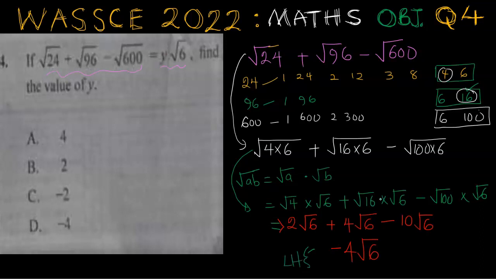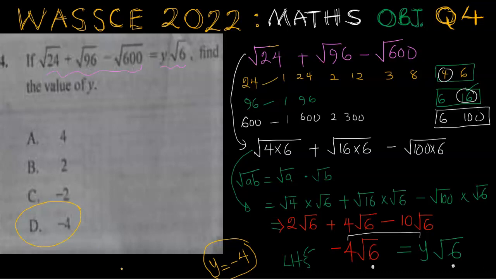And we have that this is equal to y root 6. So we can see here that if we compare, we've got the same radical, root 6 and root 6. And the number outside, that's multiplying the radical on the left, is negative 4. And the one on the right is y. So we can see here by comparison that y is equal to negative 4. This is our answer. And looking across all 4 options, we would see that the correct option is option D.